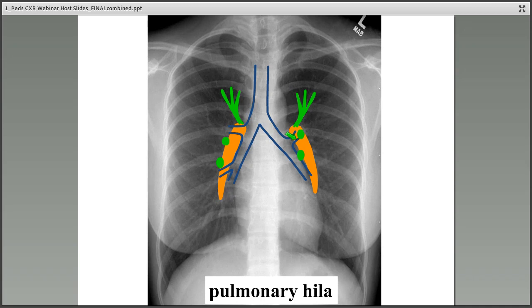Now, when the pulmonary arteries are no longer in the shape of a carrot, for example, if it begins to look lumpy, bumpy, as in potatoes, you know there's adenopathy present.